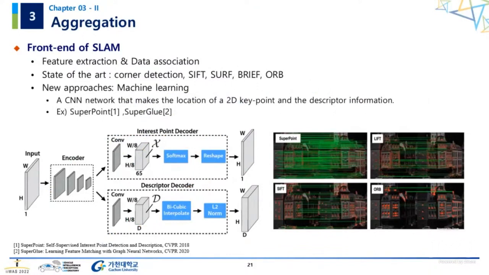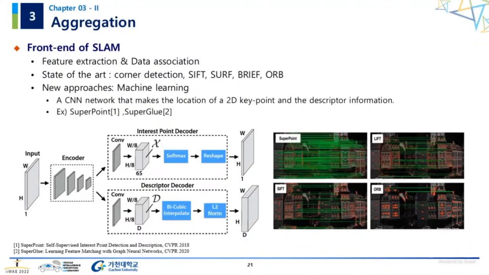In the front end of SLAM, which performs key point extraction and key point matching, the features were extracted manually from the images. So until now, the most used features were indirect features such as SIFT, SURF, BRIEF, and ORB. However, with the development of deep learning, the most relevant features are extracted through networks. The most famous network among them is SuperPoint, which extracts the location of 2D key points in the images and the description information of the corresponding features.